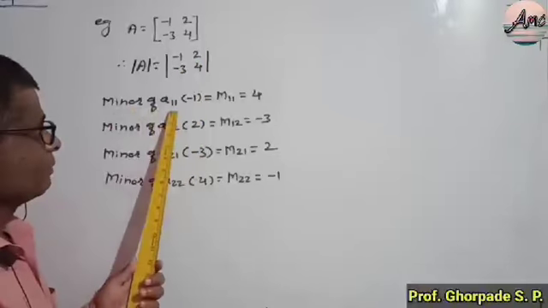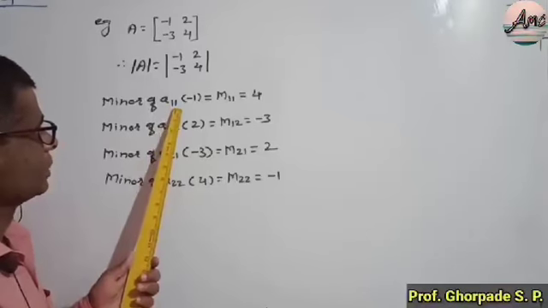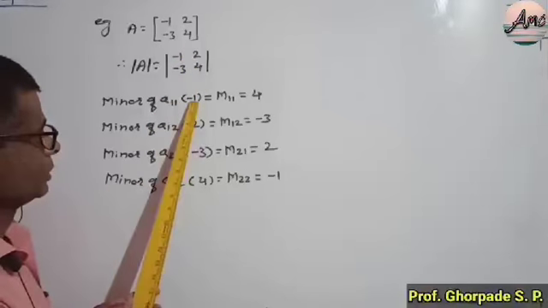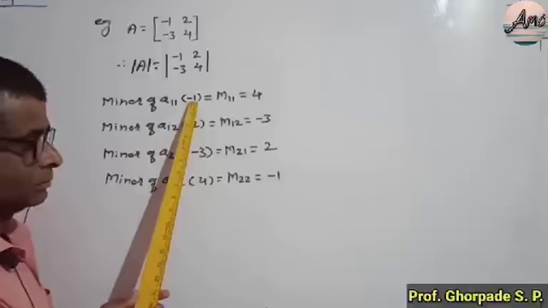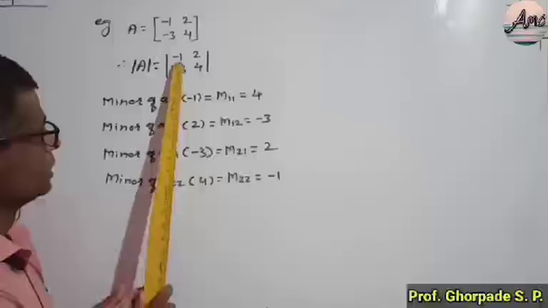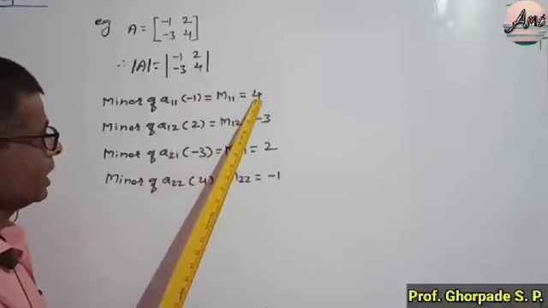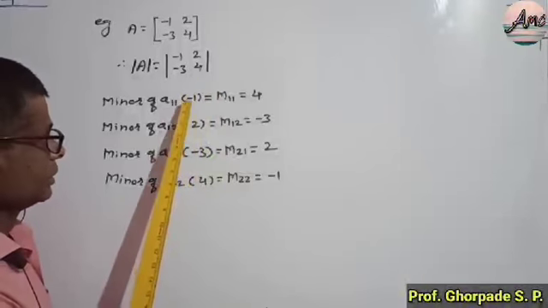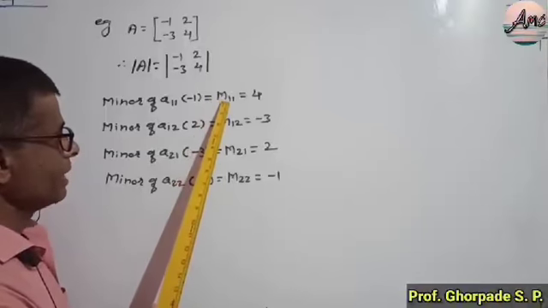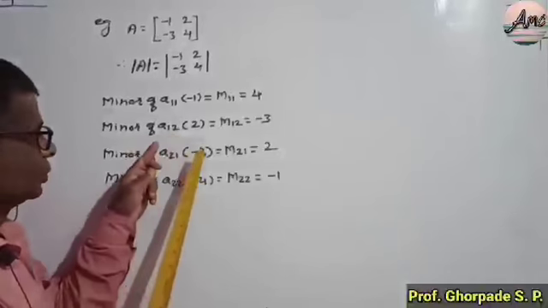So minor of A11. What is A11? A11 is the element present in first row, first column. In first row, first column, which element is present? So minus 1. So the minor of minus 1, which is obtained by deleting the first row and first column. If you delete first row, first column, you will get 4. This 4 is to be considered what? Minor of this minus 1. That is, the minor of A11 is denoted by M11. So therefore, M11 is what here? 4.